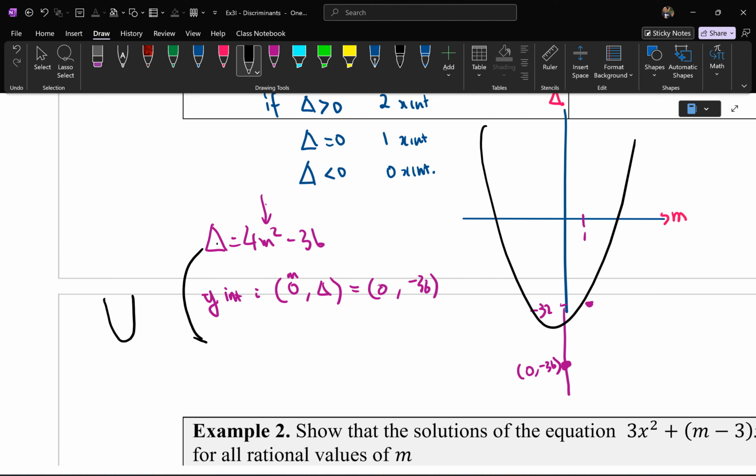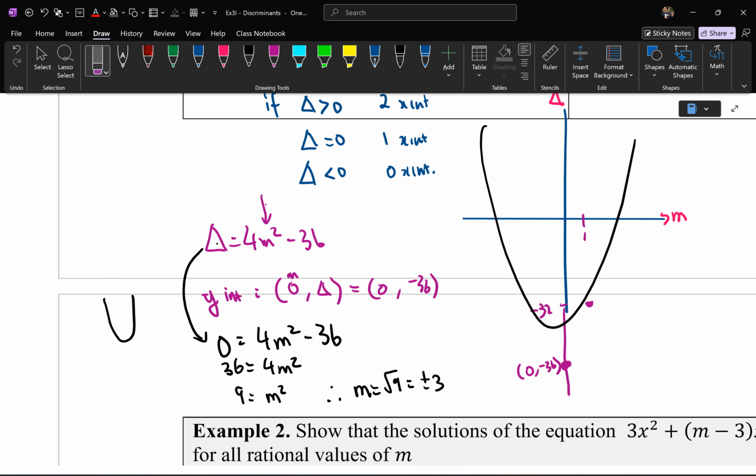So if you sub in the discriminant to be 0, you get 4m squared minus 36 equals 0. Add 36 on both sides. Divide both sides by 4. And square root both sides. But when you square root the 9, remember you have a plus minus answer. So plus minus 3. If we were to sketch this so far, I've got the y-intercept, and I've got the x-intercepts as negative 3 and 3, right?